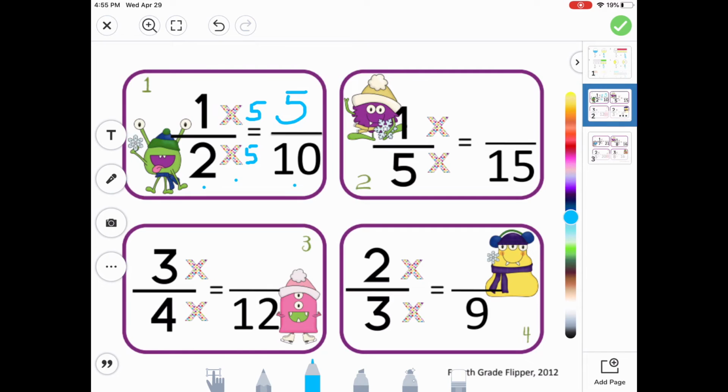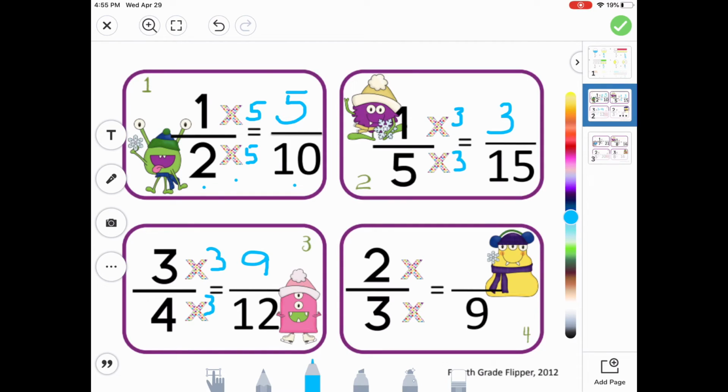Page 2, we already did number 1 together. On number 2, I know that I needed to multiply 5 times 3 in order to turn it into 15. Whatever I do to the bottom, I'm going to do to the top. And 1 times 3 is 3, so my equivalent fraction is 3/15. On number 3, I multiplied 4 times 3 to turn it into 12. Whatever I do on the bottom, I do on the top. 3 times 3 is 9. My equivalent fraction is 9/12.